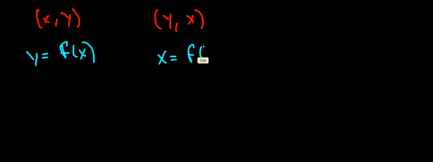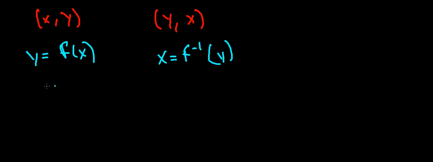Let me rewrite that and put the inverse notation. This little -1, that is the symbol for an inverse. So we put in a y value and we get back our x value. So essentially what an inverse function does is that it undoes what a function does.